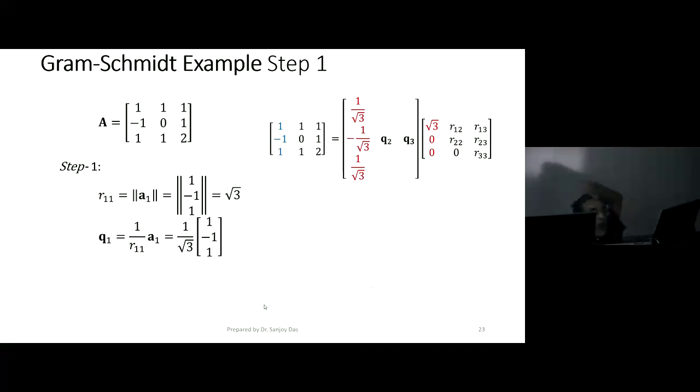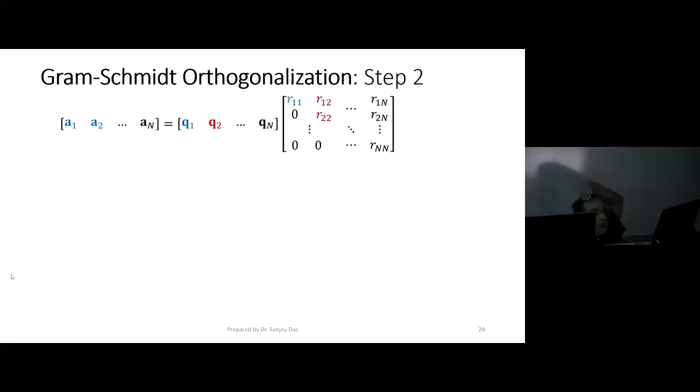Now let's move on to step 2. A1 is done, so here I will be using A2. Q1 and R11 we already found from the previous step. We are going to use this Q1. In fact, we are going to exploit the fact that Q1 and Q2 are mutually orthogonal to one another. Now let's write down the expression for A2. This is what we need to find out, and I've colored them in red.